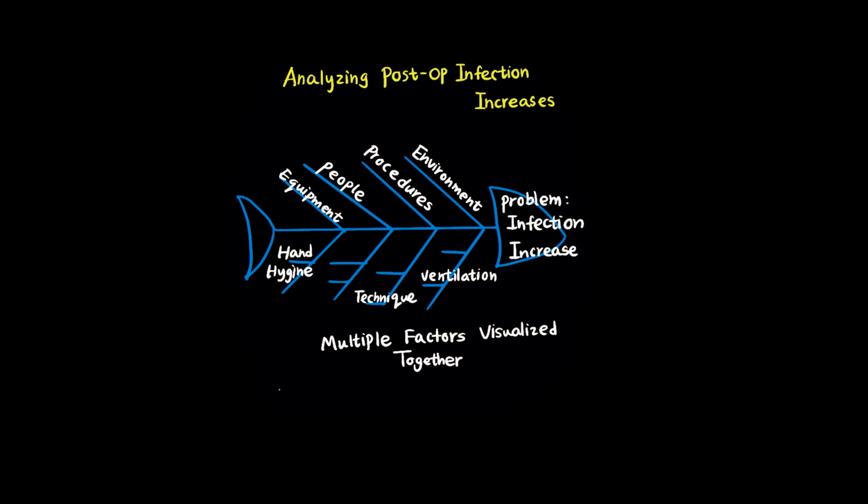This visual mapping lets teams see all potential causes simultaneously, identify patterns, and recognize how different factors interact to create the problem. It's about seeing the full picture, not just individual pieces.